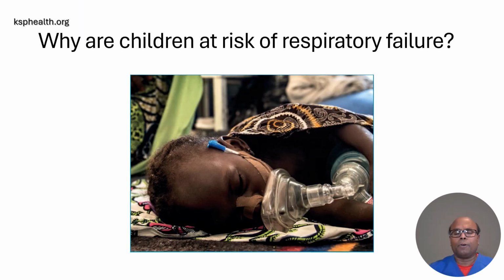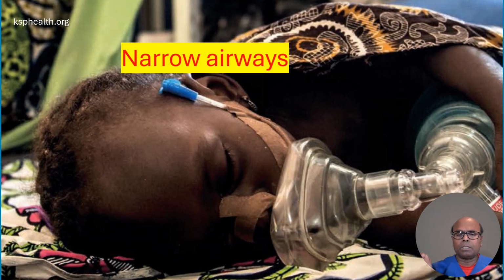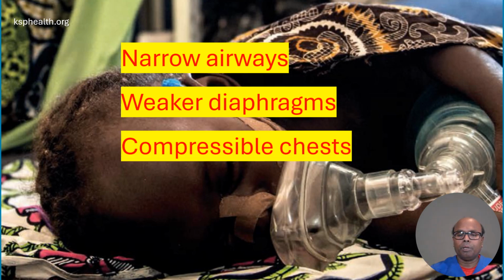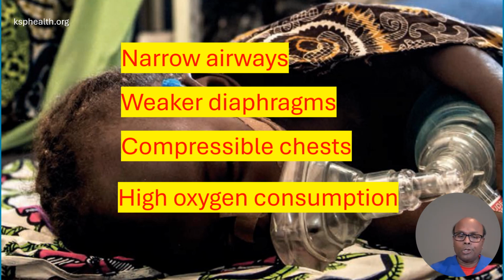Now, why are the children at risk for respiratory failure? Because of the following reasons. One, they have narrow airways. Number two, they have weaker diaphragms. The diaphragm is the most important respiratory muscle in the body. And they have a compressible chest. So they retract more. It will become very obvious. They will have subcostal, intercostal, and suprasternal retractions. So the work of breathing would be much higher and also high oxygen consumption.